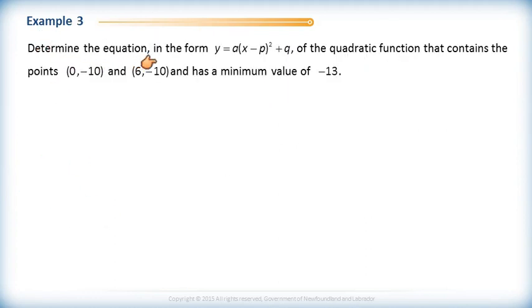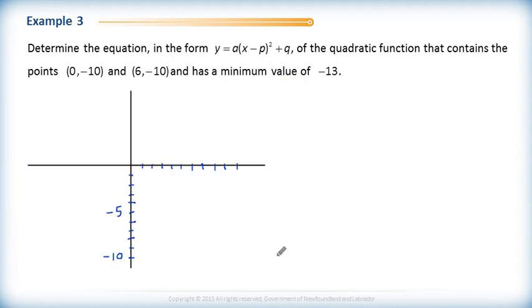In this example, we're asked to find an equation in vertex form of the quadratic function that contains these 2 points, and has a minimum value of -13. A quick sketch of the given information often helps. So we have a point that the parabola passes through at (0, -10) right there. We're told it also passes through (6, -10). So let's see, this is 5 right here, so (6, -10) would be right there.